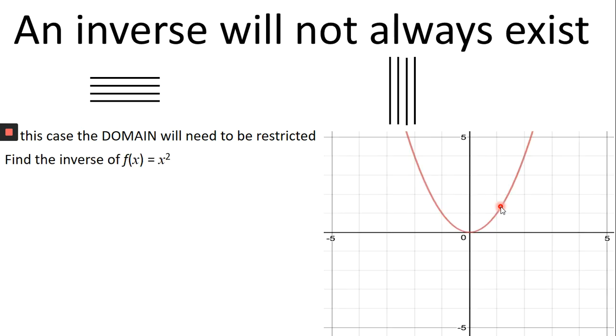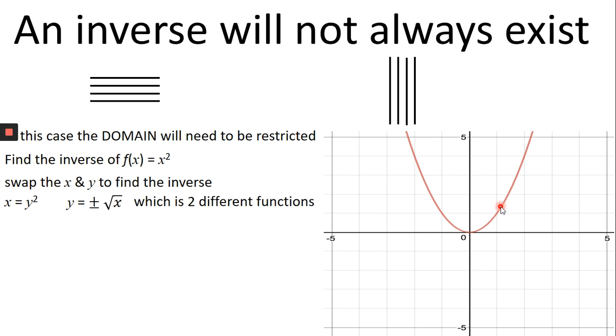So let's have a look at this. Find the inverse of the function y equals, or f of x equals x squared. Swap the x and the y. So we get x equals y squared. So when we square root both sides, we get y equals plus or minus root x, which is two different functions. It's the function root x and the function minus root x.